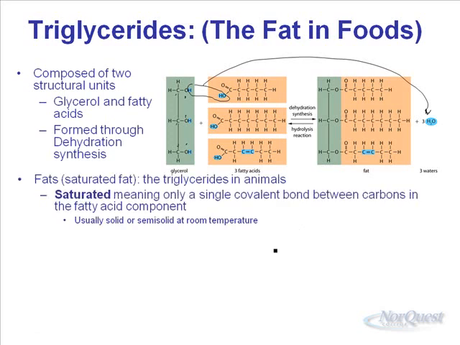2 types of fats. Saturated fats means that only single bonds join the carbons in the fat. So if we take a look at this picture here, this particular chain, this would be a saturated chain.